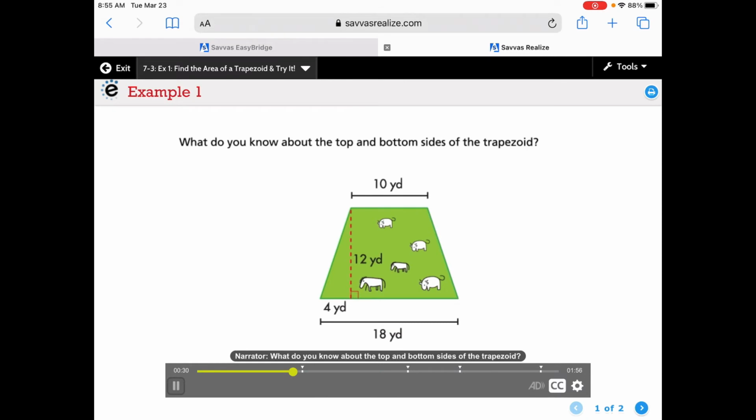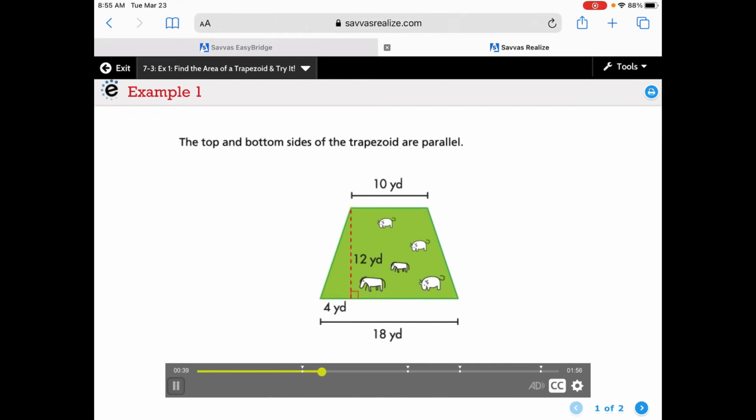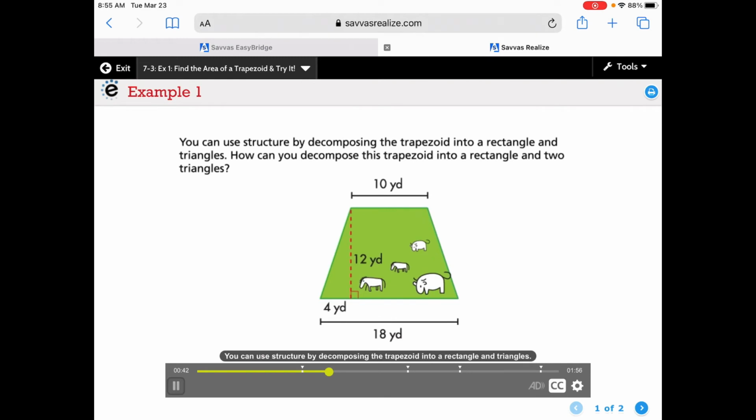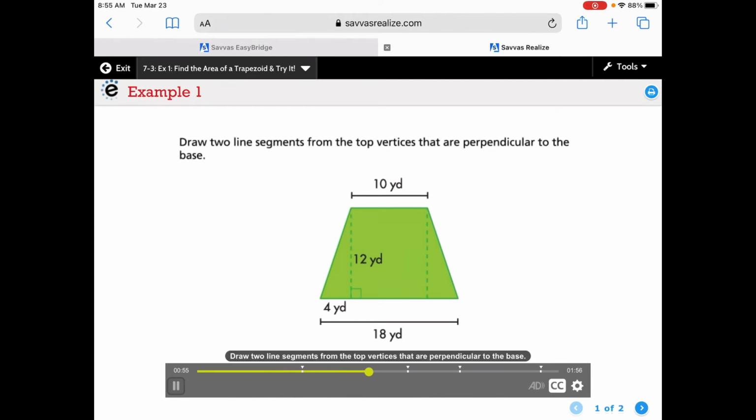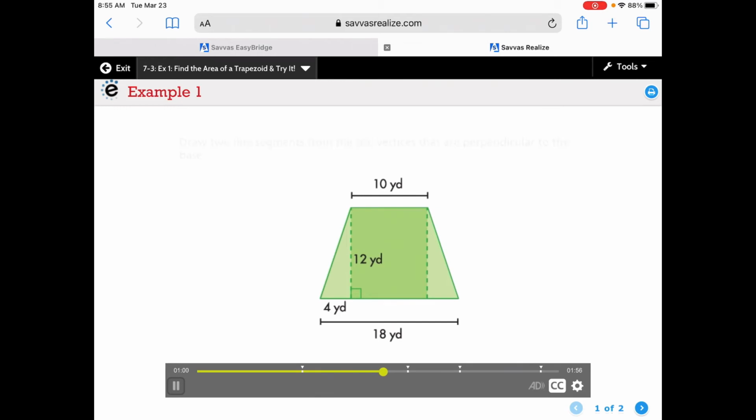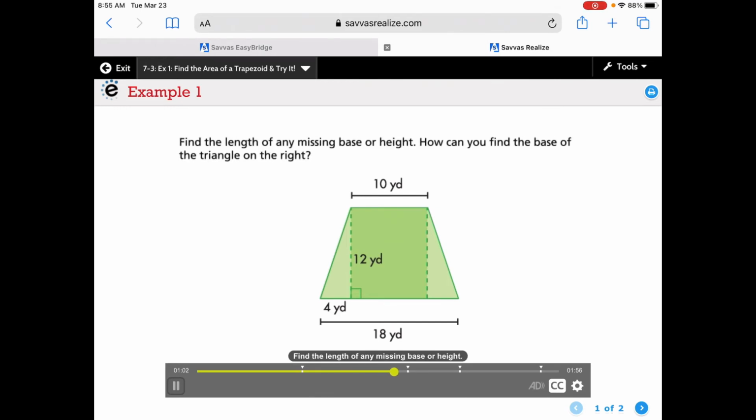What do you know about the top and bottom sides of the trapezoid? We know that those can both be considered your base, and they're both parallel. You can use structure by decomposing the trapezoid into a rectangle and triangles. How can you decompose this trapezoid into a rectangle and two triangles? Draw two line segments from the top vertices that are perpendicular to the base. Find the length of any missing base or height.